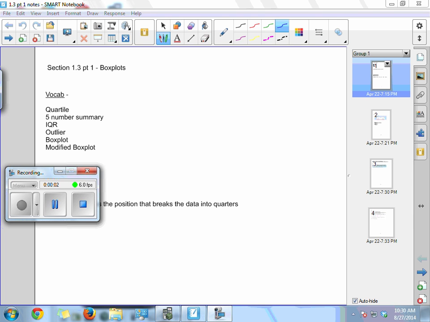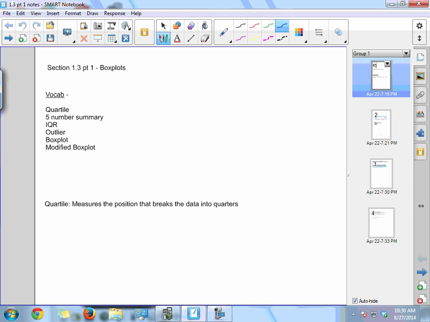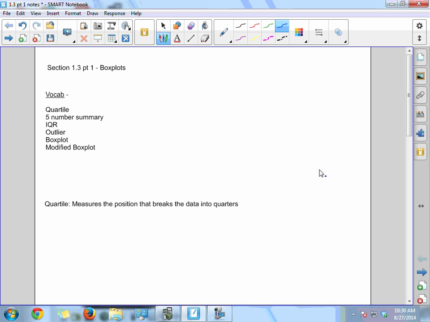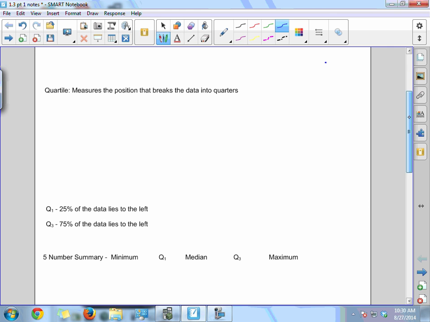Hey guys, I wanted to talk to y'all today about making a box plot and what a box plot can tell us compared to other graphs, what quartiles mean, and then we're also going to talk about how to calculate outliers. I told you guys we were going to do that, so we'll learn the formula today for calculating outliers.